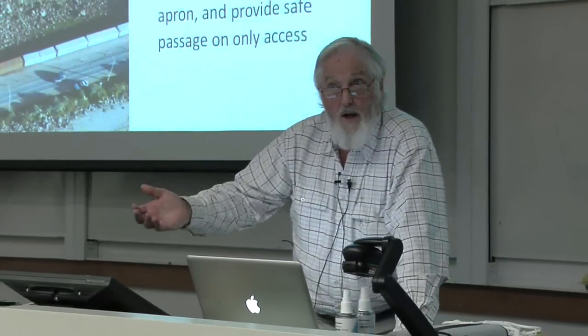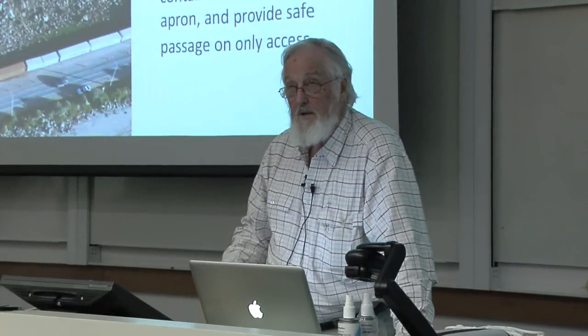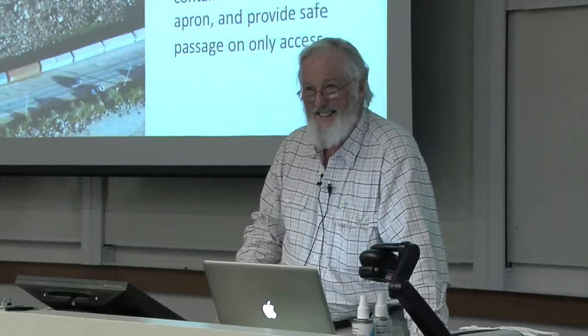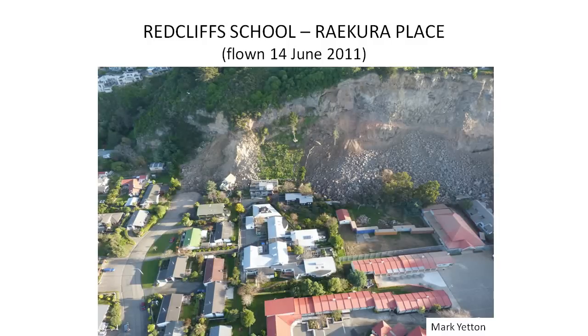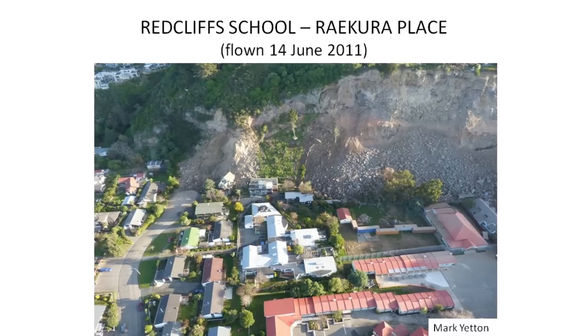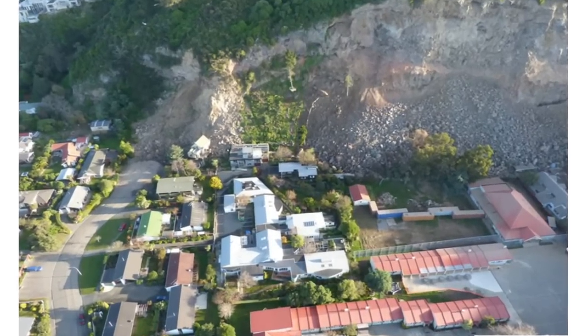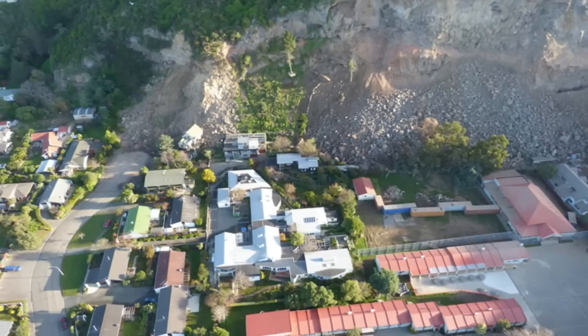What the outcome is, I don't know. I can't tell you. If I knew what was happening tomorrow, then it'd be good. This is Raikura Place. It's where we had a 50 cubic metre rockfall way back in 92 or 94, I can't remember which. It's a little bit different now. A person living in a house at the end of Raikura Place was killed by the cliff collapse.